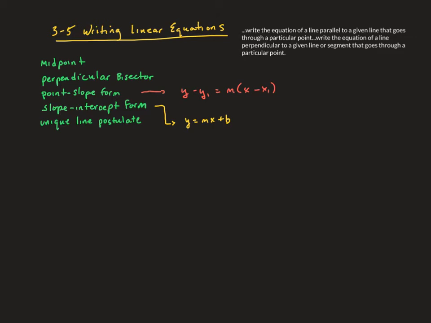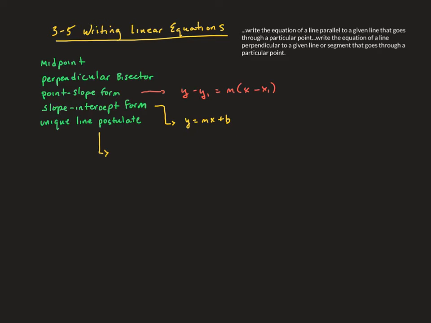And there's the unique line postulate, which we will talk about later on, but it basically says that through any 2 points there exists only one line. As we work with this, we want to be able to write the equation of a line parallel to a given line that goes through a particular point, and write the equation of a line perpendicular to a given line or segment that goes through a particular point.